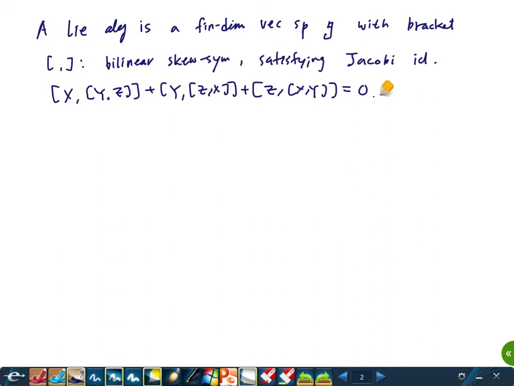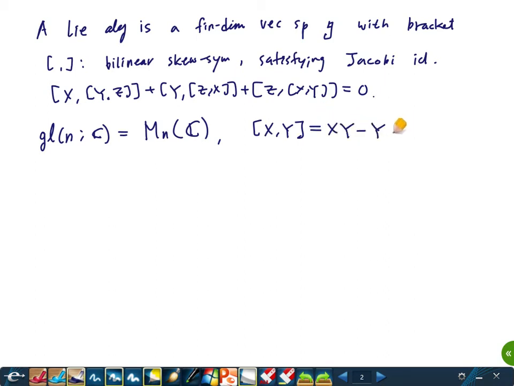Okay, and we saw one example. gl(n, C), as a set, is the set of all n by n matrices. But the Lie bracket is defined to be [x, y] = xy - yx. Because x and y are matrices, we can multiply them as matrices, and this is just xy minus yx.